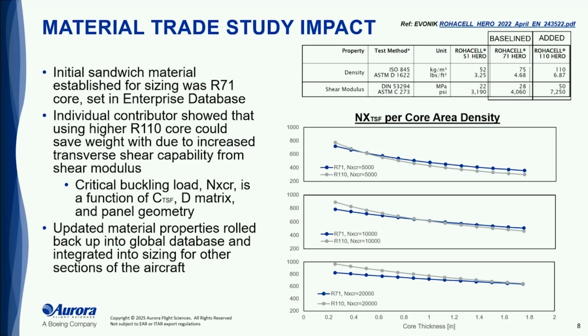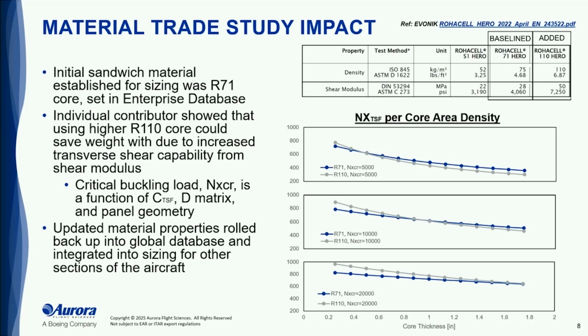One of the critical failure modes was a buckling failure mode, where our transverse shear factor plays a huge role for a sandwich panel in knocking down what our buckling capability is. So when you have a lower loaded panel, so we have load over density here, at lower loads, you have some trade-off on where your R71 is more efficient in thicker cores, but at a certain point, you can show that the higher density core is a more efficient material.